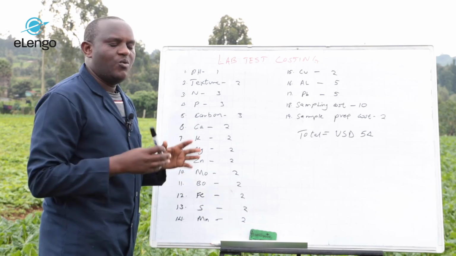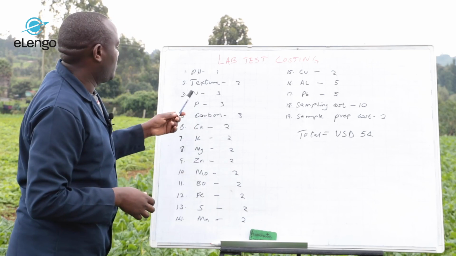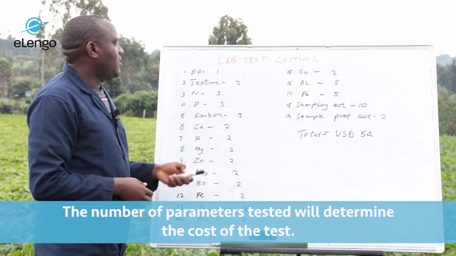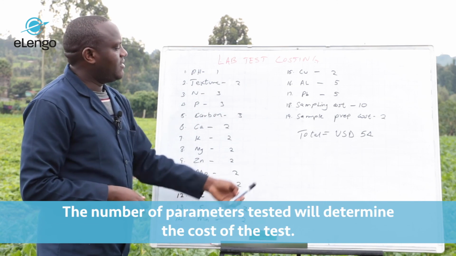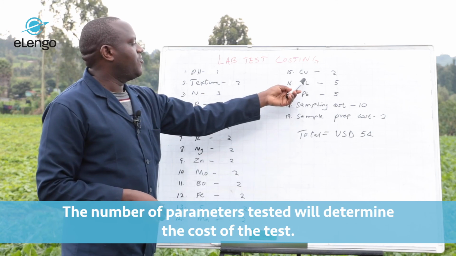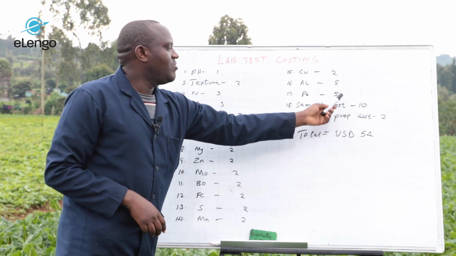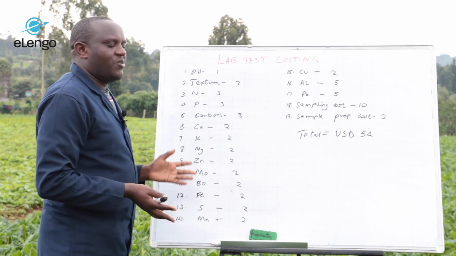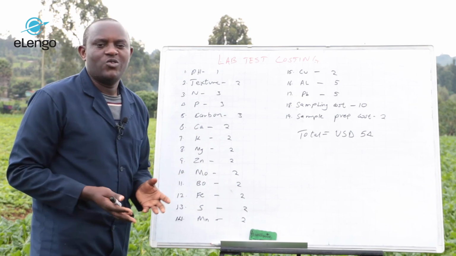And what you can deduce from here is, the more the parameters, the more costly your lab test will be. This is just a sample of what to be tested, but if maybe you are not testing for heavy metal, it will be $10 less the 54, and therefore that is generally the costing of a soil sample.